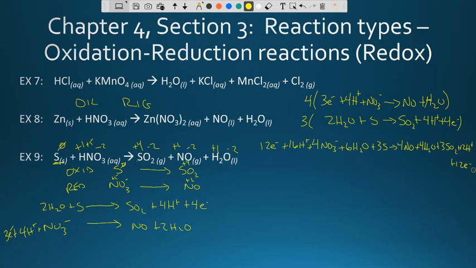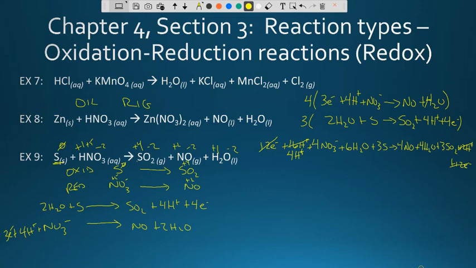Now, I see that on both sides, I have 12 electrons. Those are gone. I see I have 16 hydrogens here, and I have 12 hydrogen ions here. So I can use up all 12. That means I have 4 hydrogen ions remaining. That's why we're doing this problem, to see the pieces.